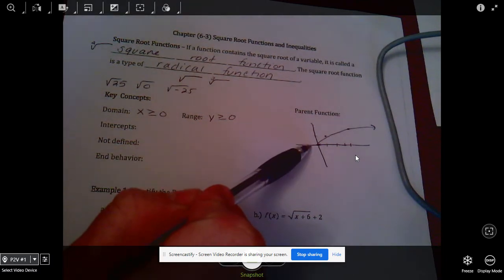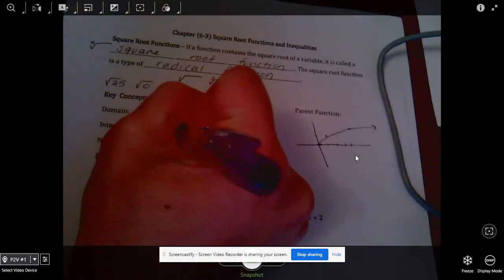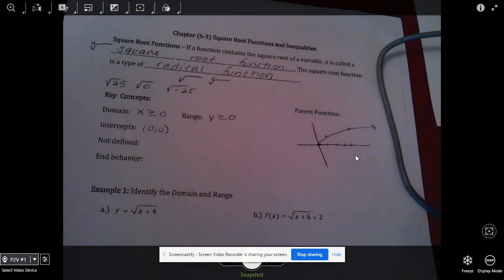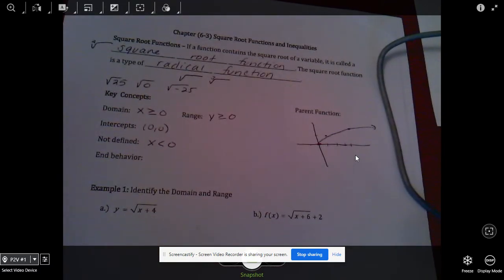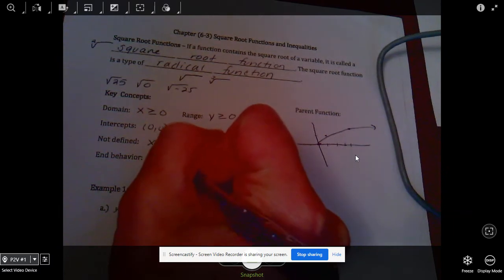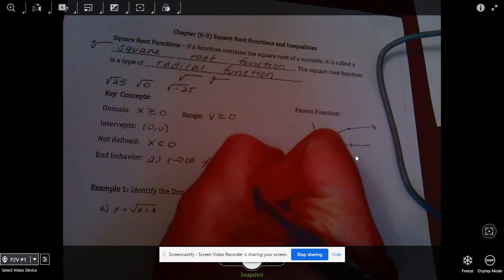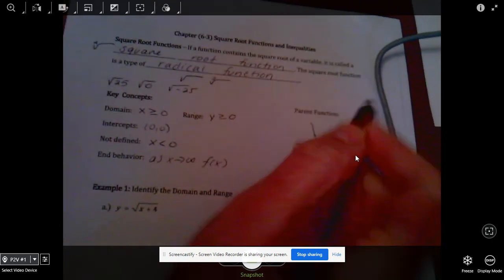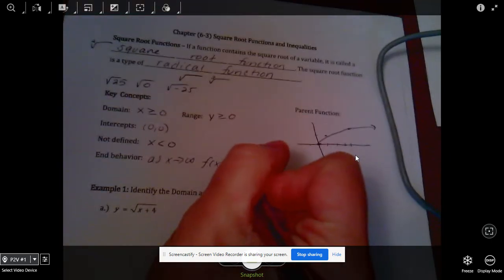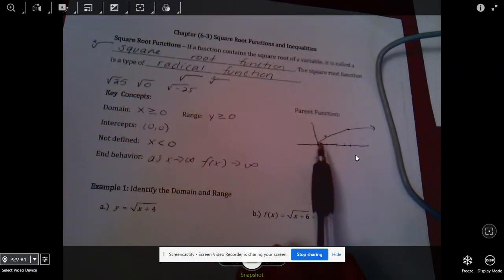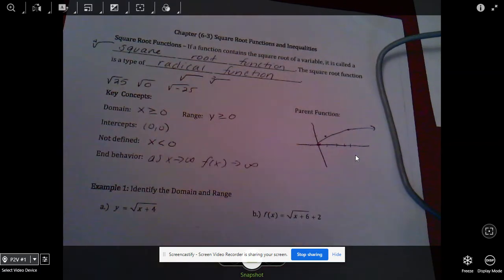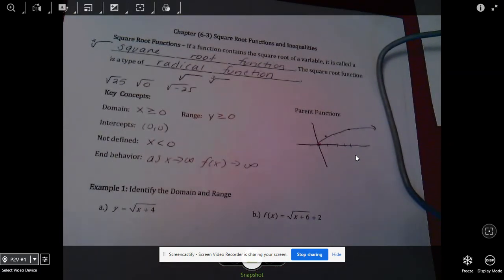Intercepts, well, we see we actually cross at 0, 0. So our x-intercept and our y-intercept is the same value. It is not defined, meaning it doesn't work whenever we have negatives in here. So if x is less than 0, it doesn't work. And our end behavior, as x approaches infinity, f of x is approaching positive infinity. It's slowly curving up. It's not going down, it's slowly curving up. We don't really have anything over here because it's not defined. So we just say as x approaches infinity, f of x approaches positive infinity as well.